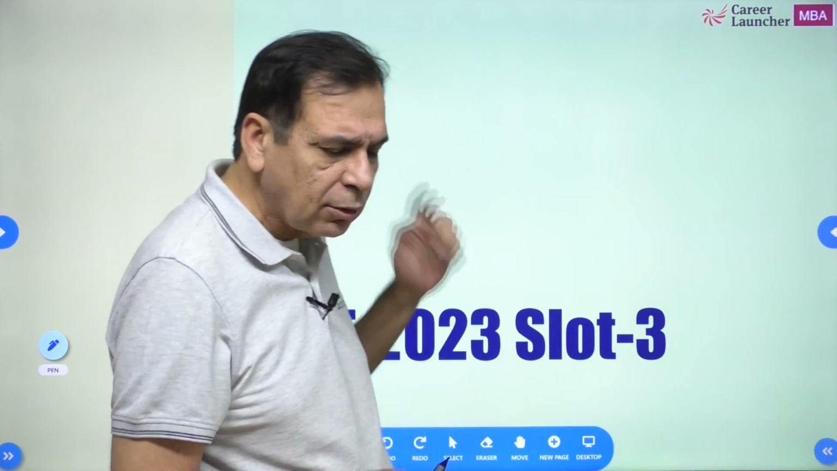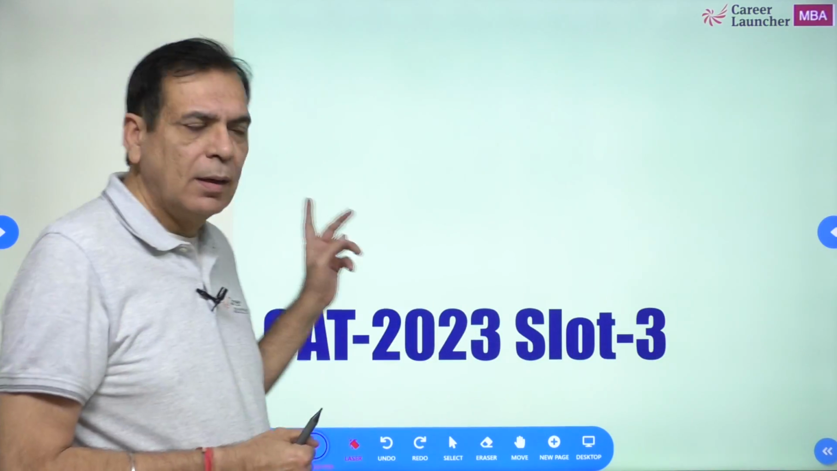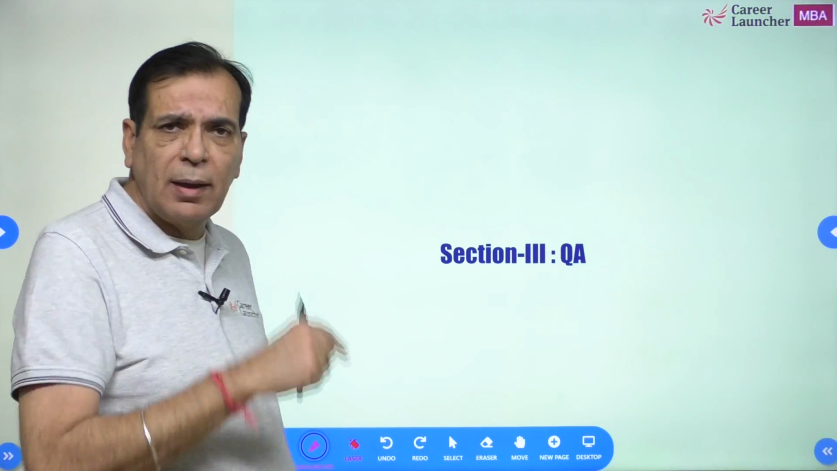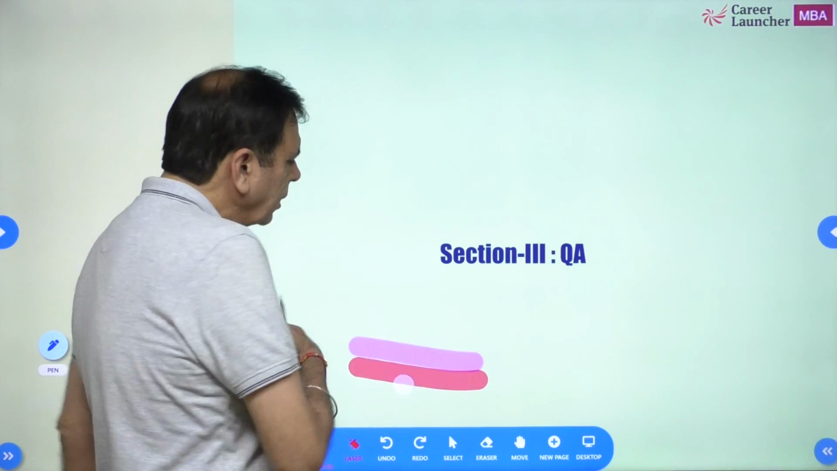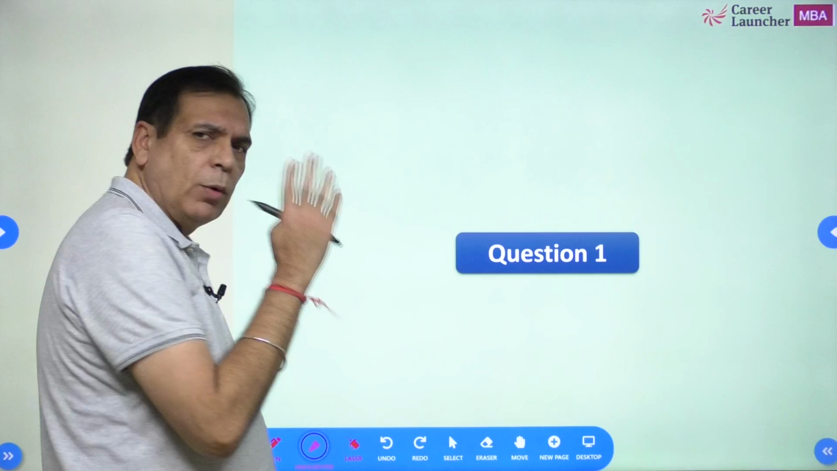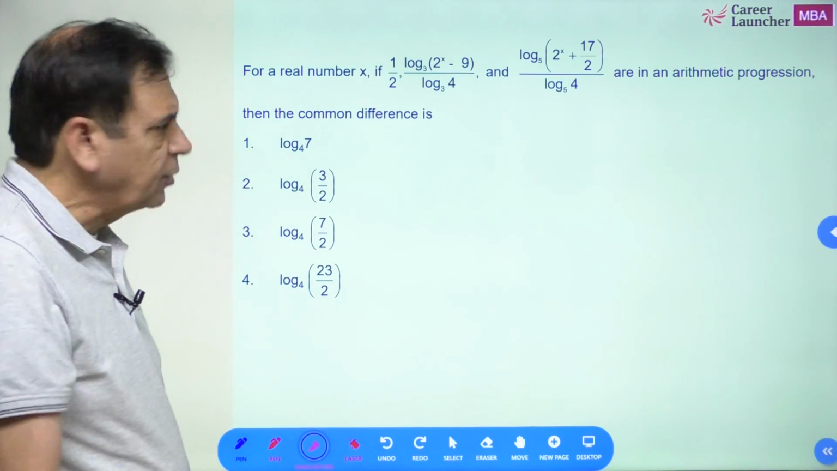Okay, so this is my slot, third slot 3 paper, and I'll go through the paper. Only the quant section is what I'm doing right now. We'll do the other 2 sections separately. Okay, quant section में देख लेते हैं कि how we should have done this particular paper. Okay, let's go question by question. First question. Okay, let's see.